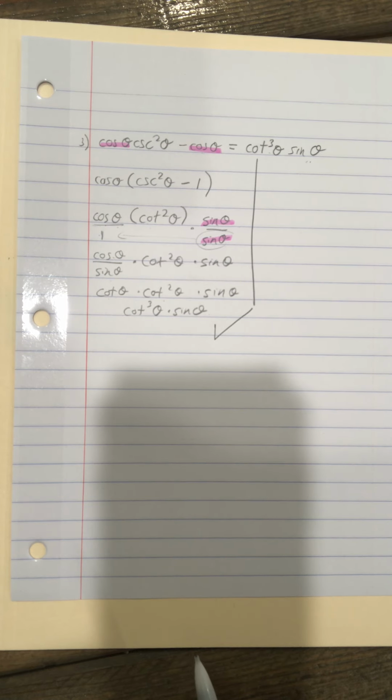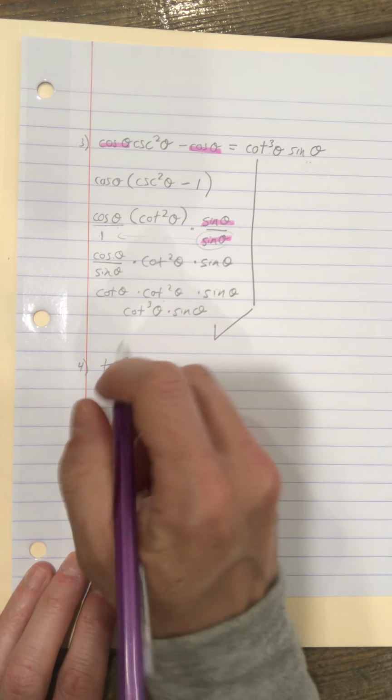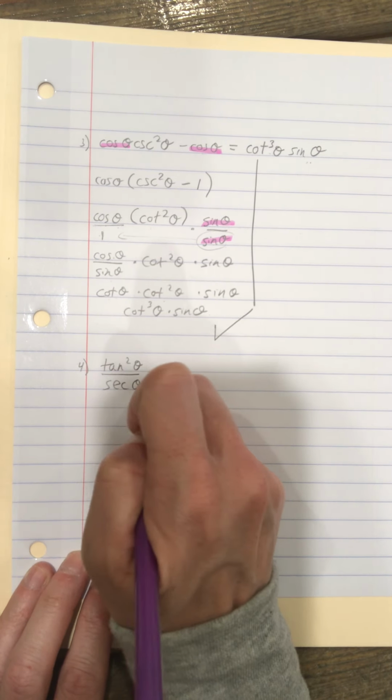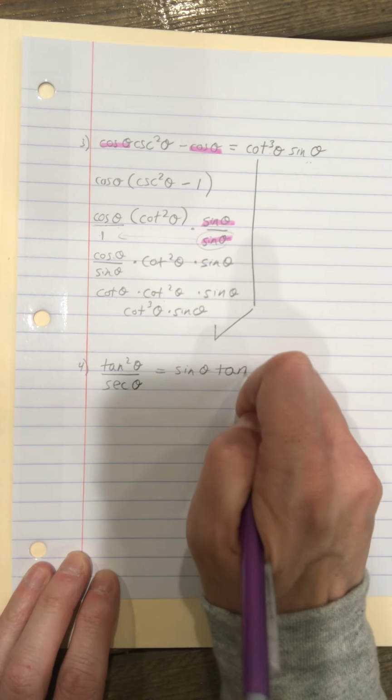All right, guys? So now the next thing, there's only one more problem that I'm going to go over today, and then we're going to leave it there. That means tomorrow we will go over more concepts with you. So the last thing I'm going to go over is tangent squared theta over secant theta equals sine theta tangent theta.